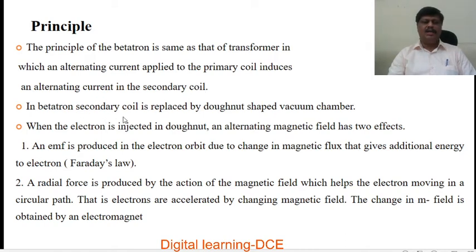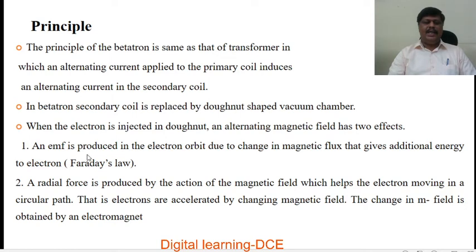In betatron, the secondary coil is replaced by a donut shaped vacuum chamber. Here also we are applying the alternating current, and hence the change in magnetic field. But in betatron, the secondary coil of the transformer is replaced by a donut shaped vacuum chamber. When the electron is injected in the donut, an alternating magnetic field has two effects.